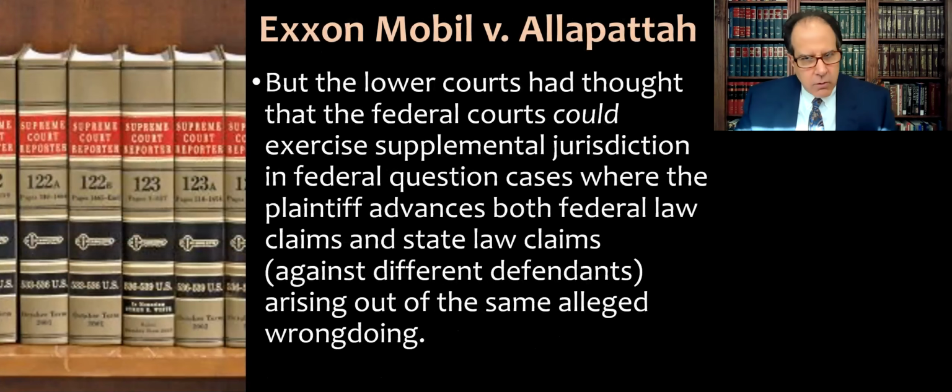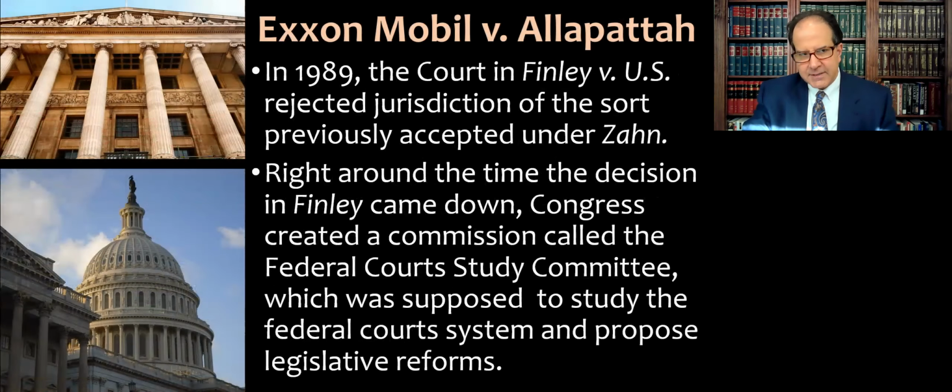The lower courts over the years thought the federal courts maybe could exercise supplemental jurisdiction in federal question cases, where the plaintiff advances both federal law claims and state law claims against different defendants arising out of the same alleged wrongdoing. In other words, we have this world between 1973 and 1990 where, for diversity jurisdiction, every plaintiff in the case has to be able to meet diversity jurisdiction. And then the question was, what about federal question jurisdiction? Does every claim have to meet that?